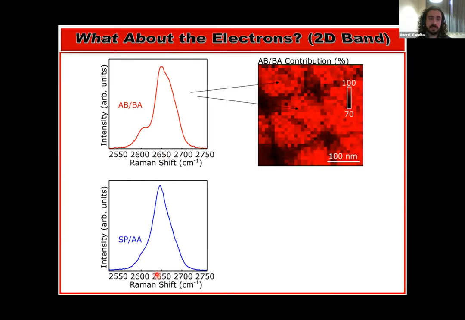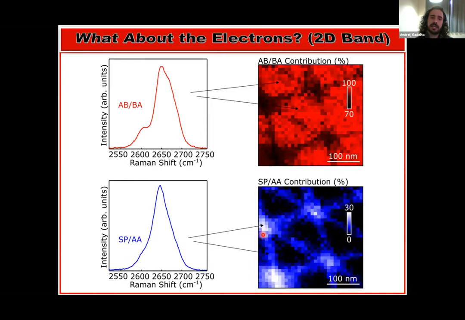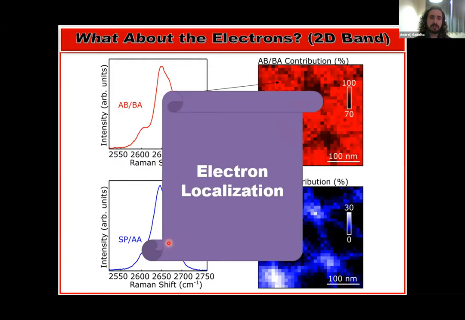And we observe a similar spectrum for the AA zone. And when we plot the spectral contribution over space, we observe higher intensities at the AA and SP zones. And we have this very beautiful image of the moiré patterns. We still don't know yet the physics behind this particular shape, and we are running some calculations. But this information tells us that the 2D band varies through space. So we observe electron localization through the nano-Raman.